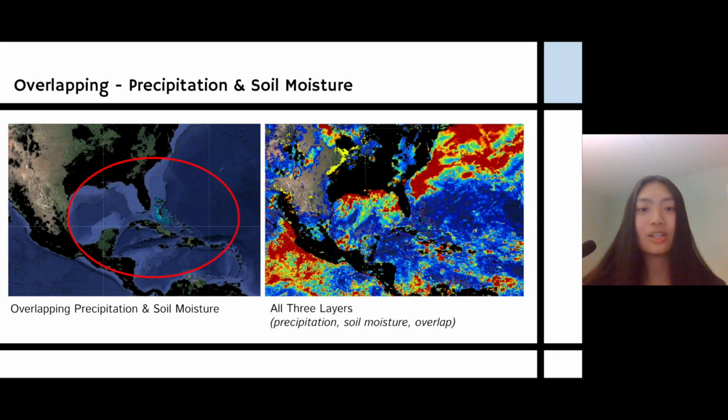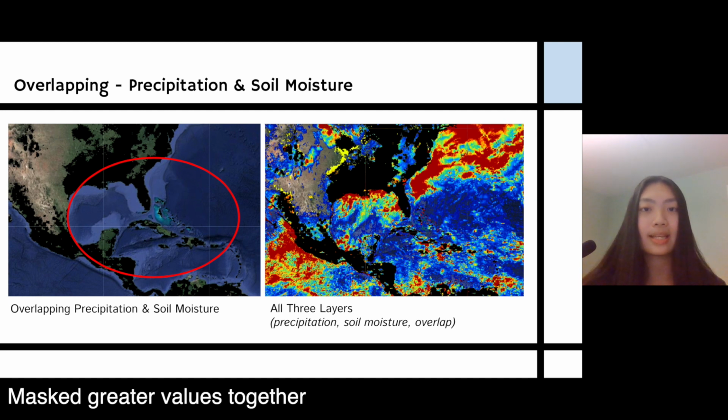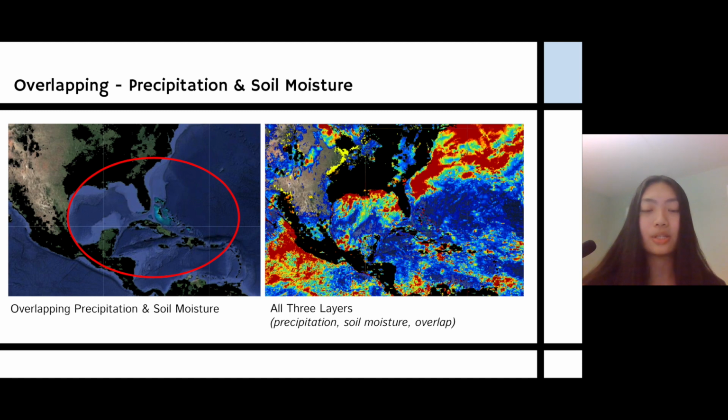A tool to connect the two maps together is through overlapping the maps, by isolating the greatest values of the two and masking them together so we can clearly identify the areas with both the greatest values of precipitation and soil moisture. As seen here, the areas covered in black represent the areas that have both high soil moisture values and precipitation values, areas in which were severely devastated by the hurricanes.